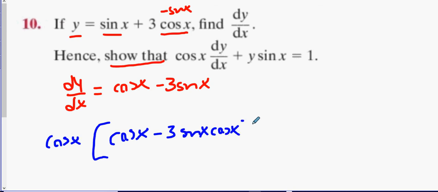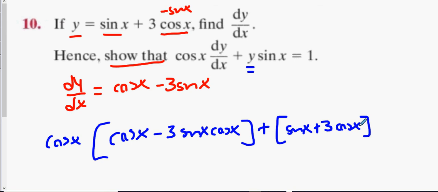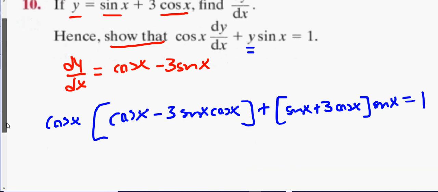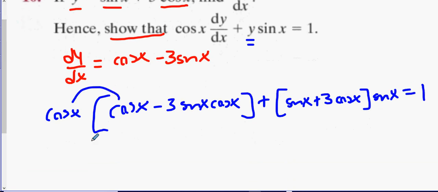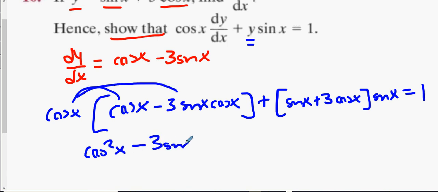And then y. What's y? What is y? Sin x plus 3 cos x. And what do we have to multiply that by? Sin x. And show that equals 1. Alright, let's multiply this out, lads. Cos squared x, 3 sin x cos squared x plus sin x by sin x, sin squared x.